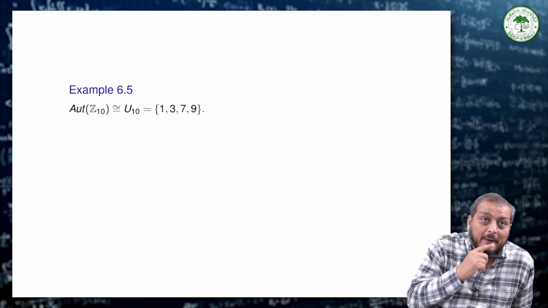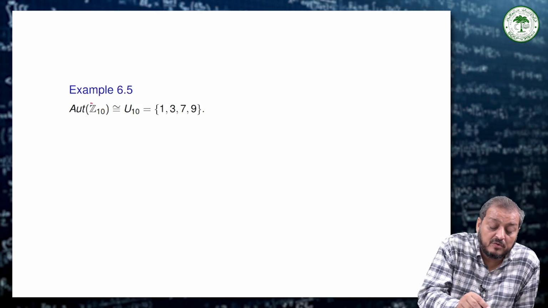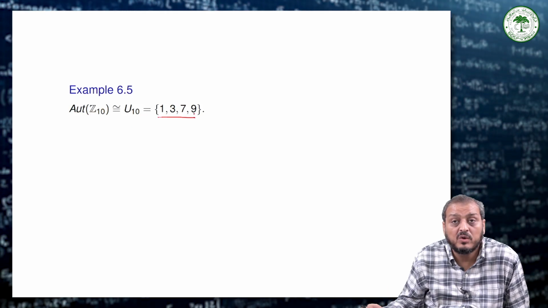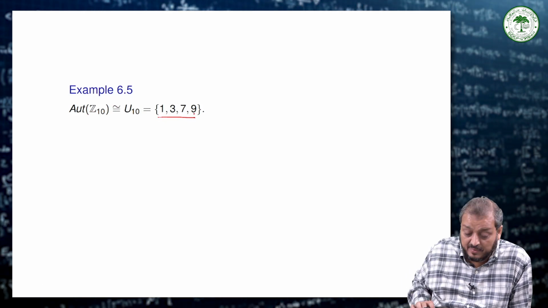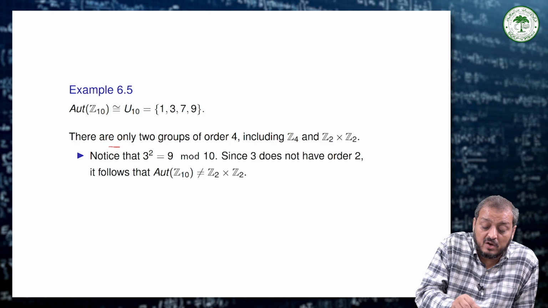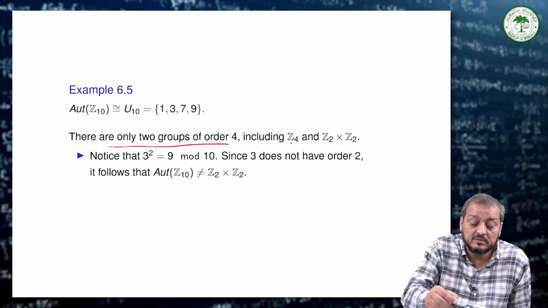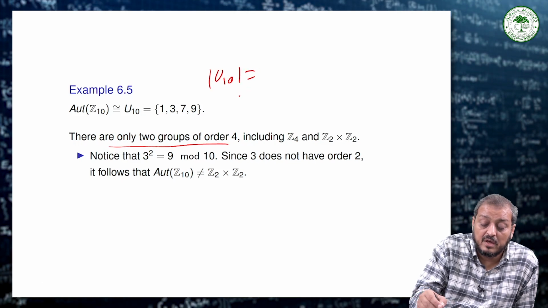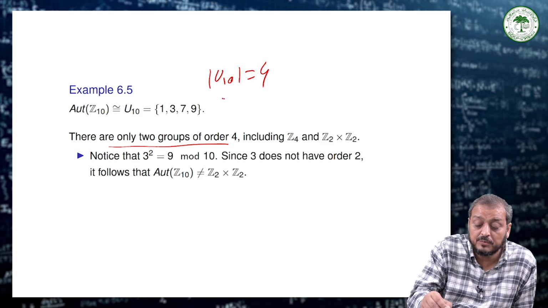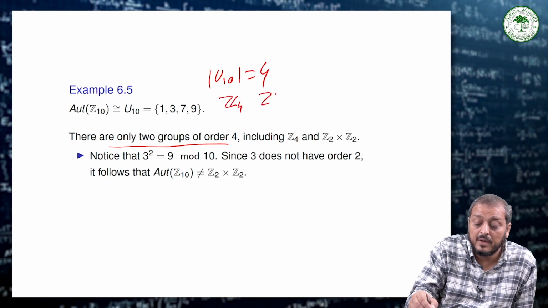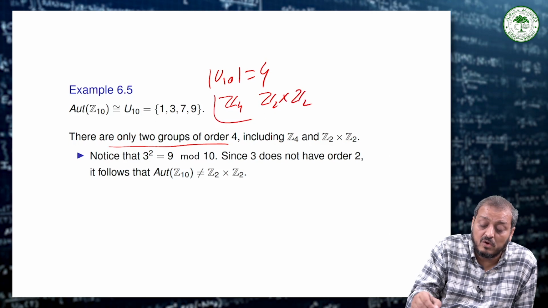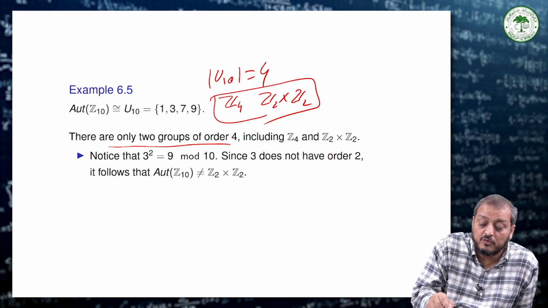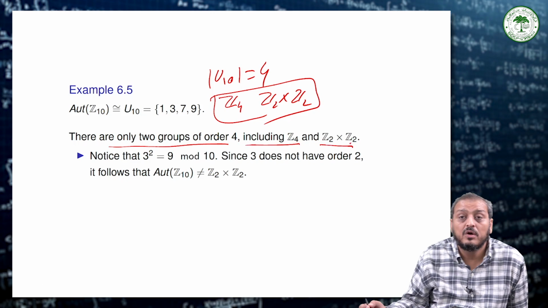Okay, now let's try one more example. I think the automorphism group of Z10 is isomorphic to U10. U10 consists of the elements 1, 3, 7, 9. So we try to find which group it is. There are only two groups of order 4. The size of U10 is 4, and if it is 4, then the only possibilities are Z4 and Z2 cross Z2. There are only two groups of order 4, Z4 and Z2 cross Z2.